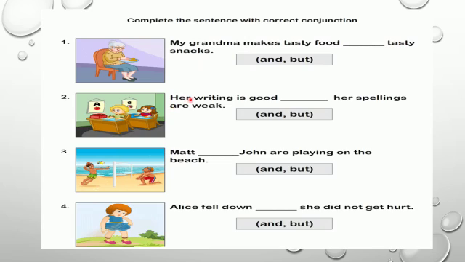Second one: Her writing is good dash her spellings are weak. Here good and weak are opposite words, contrast words. That's why we will use but.